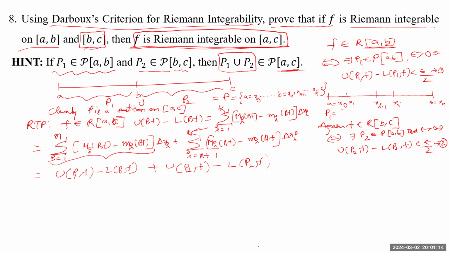Right? So then we know that the first one is less than epsilon by 2 from 1. And the second one is from 2, this is epsilon by 2, that is equal to epsilon. So therefore, f is Riemann integrable on the closed interval [a, c]. So this is how to use the Darboux criterion for the Riemann integrability of the same function on the connecting intervals.